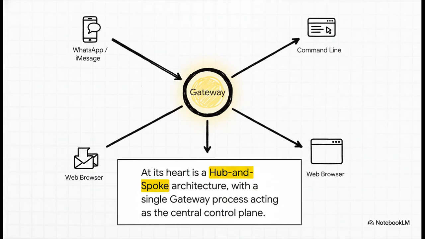And the way they pull this off is with a classic hub-and-spoke architecture. You've got one single central process, they call it the gateway, and that's the hub. Then all your different ways of talking to it, whether it's WhatsApp or iMessage or a command line, those are the spokes. This design is what makes sure you have just one single assistant with persistent memory. So you can literally start a chat on your phone while you're out and then pick it up right where you left off on your computer's command line when you get home. It's all the same agent, accessible from anywhere.